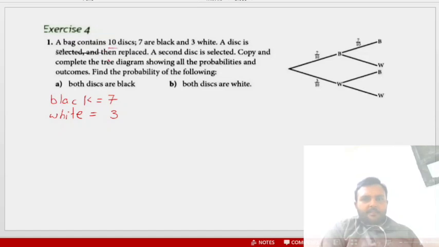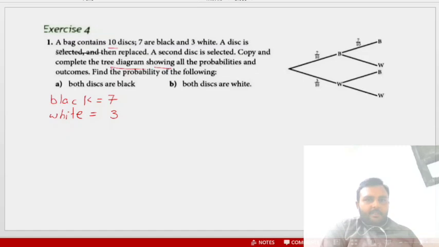A disc is selected and then replaced. Then a second disc is selected. Copy and complete the tree diagram, showing all the probabilities and the outcomes. You can see the diagram is given to us that we have to finish. First of all, I think we will need to solve the question, and then we will finish the diagram.